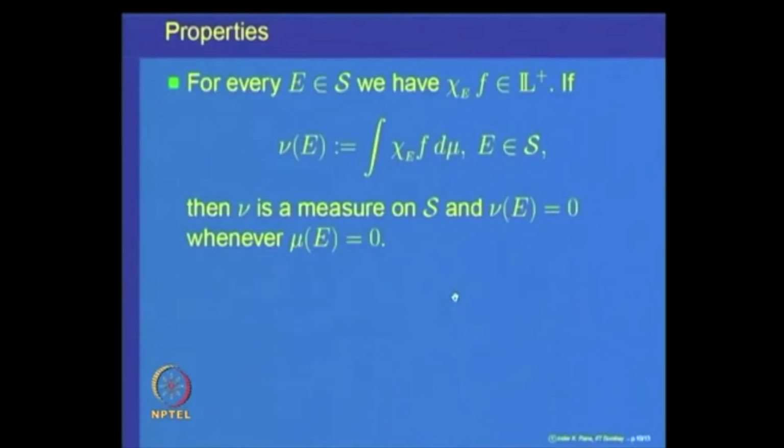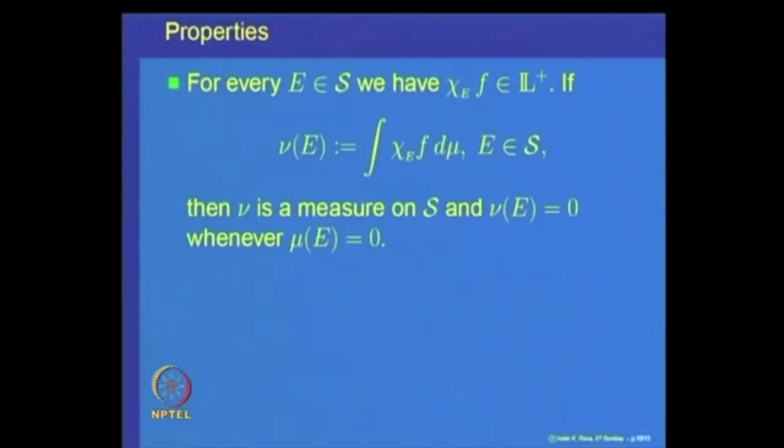Next we prove an important property and an extension of the earlier version for non-negative simple functions, namely for every measurable set E, if we look at the indicator function of E times f, then that is also a non-negative measurable function, and if its integral is denoted as nu of E, so nu of E is the integral chi E f d mu, where E belongs to S, then this is a measure. Thus nu is a measure on the sigma algebra S and has the property that nu of a set E is 0 whenever mu of the set E is equal to 0.